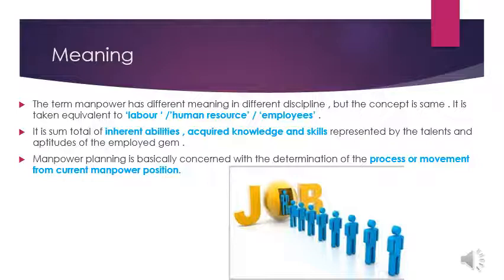It is the sum total of inherent abilities, acquired knowledge and skills represented by the talents and aptitudes of the employee. So manpower means the abilities, acquired knowledge and skills of a laborer or an employee whom we have selected in our organization. Manpower planning is basically concerned with the determination of the process of movement from the current manpower position. So now you know what manpower is and what manpower planning is.